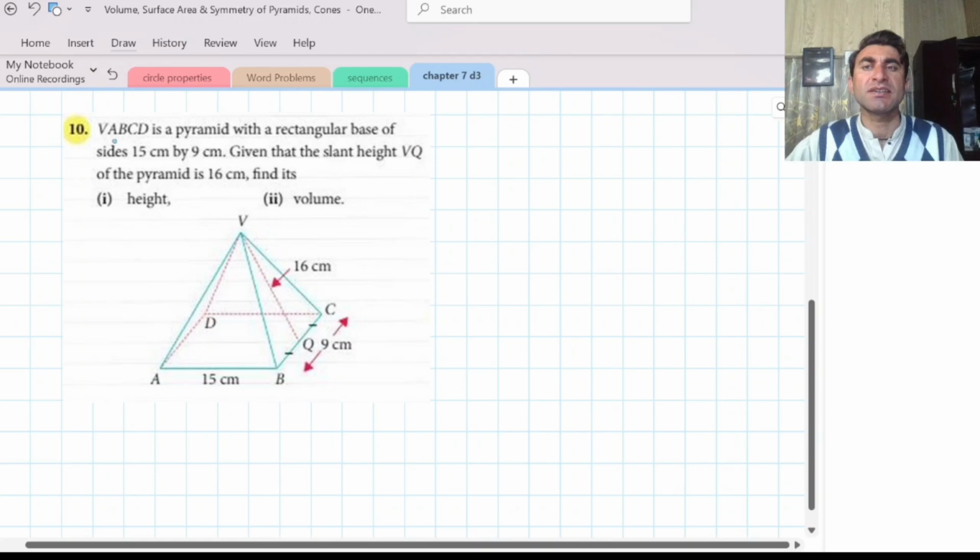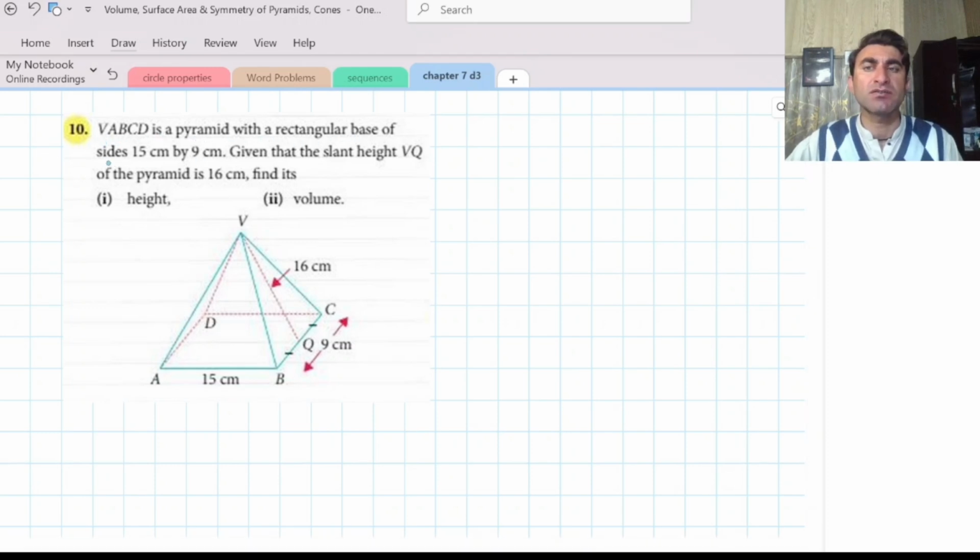Now in question 10, VABCD is a pyramid with a rectangular base of sides 15 by 9 centimeters. Given that the slant height VQ of the pyramid is 16 centimeters, find its height and volume of the pyramid. So first, in order to figure out the height of the pyramid, let me first draw the height over here. This is the vertical height, and we know it is passing through the midpoint of the diagonal.